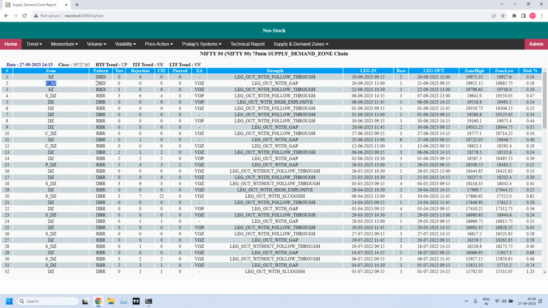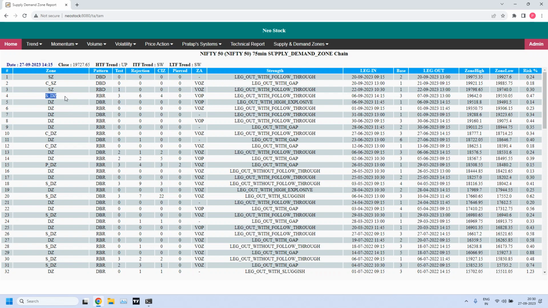Maybe for your first trade, you can give it importance. Second, third, they're all based on our luck. Maybe luck is not the right word, but why should we take unnecessary risk if you can find fresh zones in some other stock?